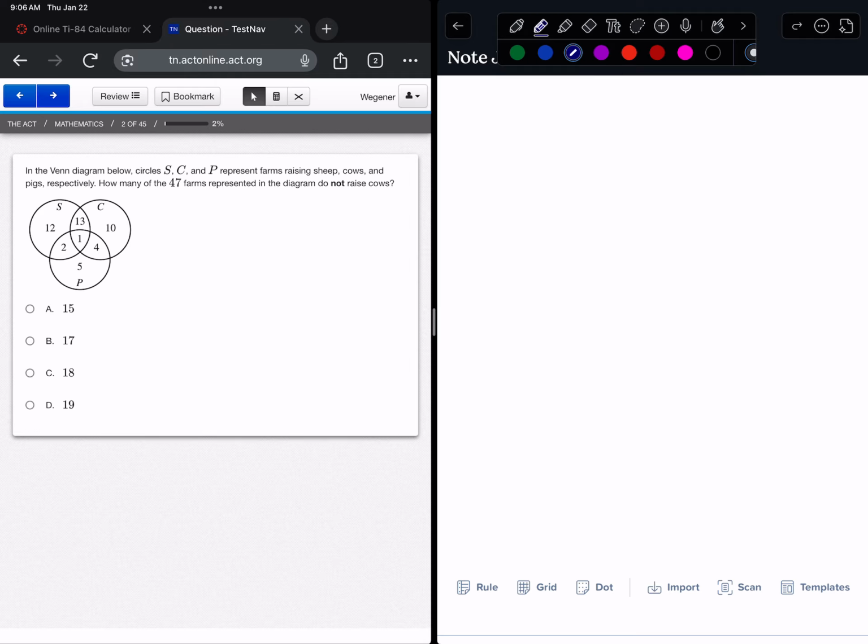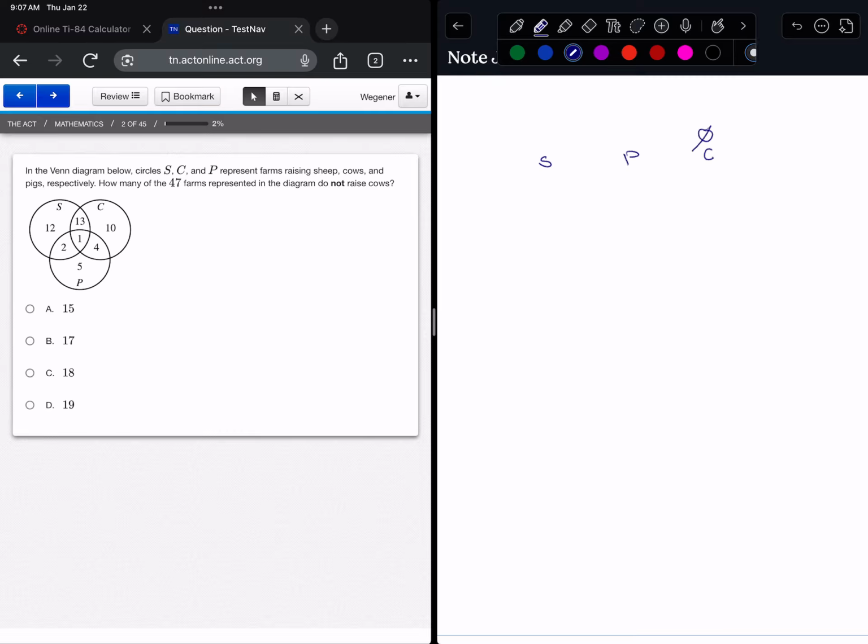All right, next one. In the Venn diagram below, circles S, C, and P represent farms raising sheep, cows, and pigs respectively. How many of the 47 farms represented in the diagram do not raise cows? Okay, do not raise cows would be S and P, okay? Now, all we have to do is basically exclude C. We don't want this, okay?